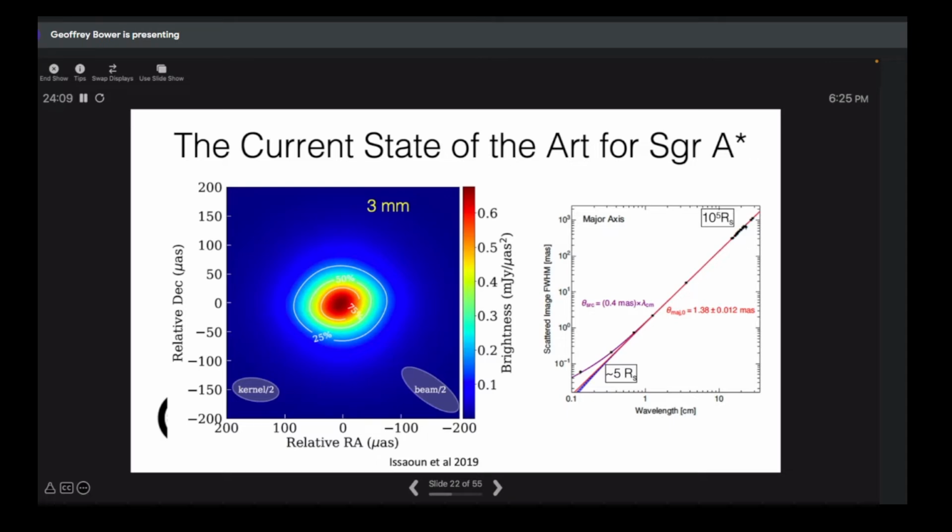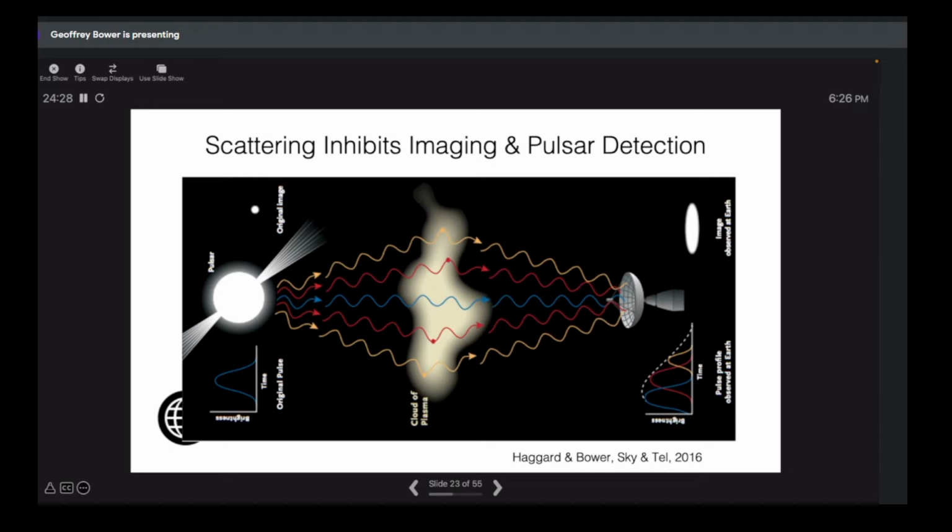This is a part of the cosmic coincidence that makes 1.3 millimeter observations of Sag A star effective, is that we are in a regime here where the scattering contribution is negligible or is very small, at least. This is just an illustration of that effect. It also affects pulsed radio waves, such as from a pulsar. It's the same effect that broadens the pulse of a pulsar will broaden the image of a continuous source.